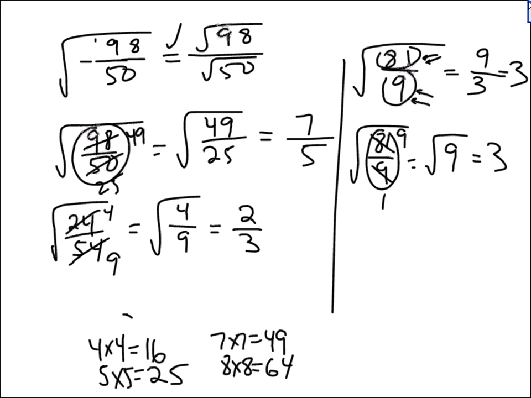But in this problem over here, to the left, I didn't know the square root of 98, and I didn't know the square root of 50. But when I reduced 98 over 50, I got the division of two numbers that I knew the square root of. I knew the square root of 49, and I knew the square root of 25. So sometimes you reduce. When you don't know the square roots, reduce. Hopefully after you reduce, you'll know the square roots.